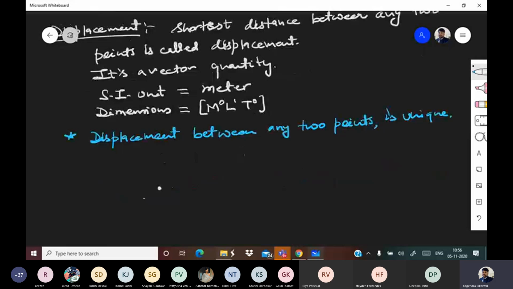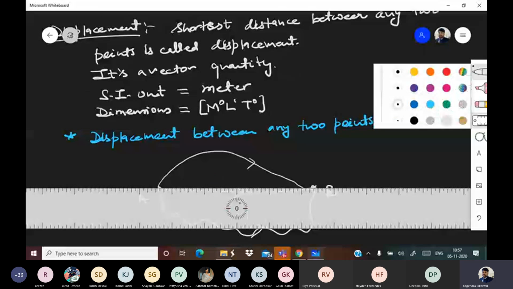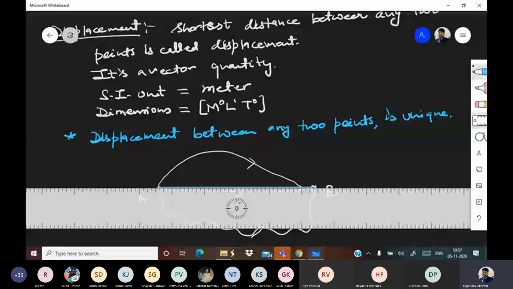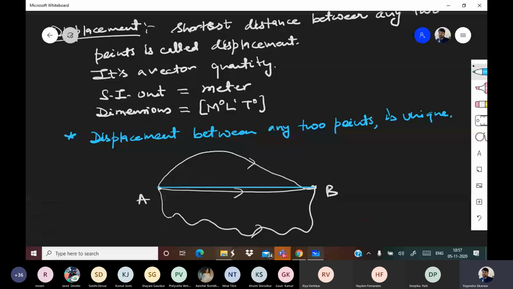Numerous means infinite paths, in fact. We have just drawn 3 paths, but there can be infinite paths to go from A to B. But displacement between these 2 points A and B will be unique, and it will be along the line joining the 2 points. Which is that line? Let us see. This is our displacement, and that is RAB vector.